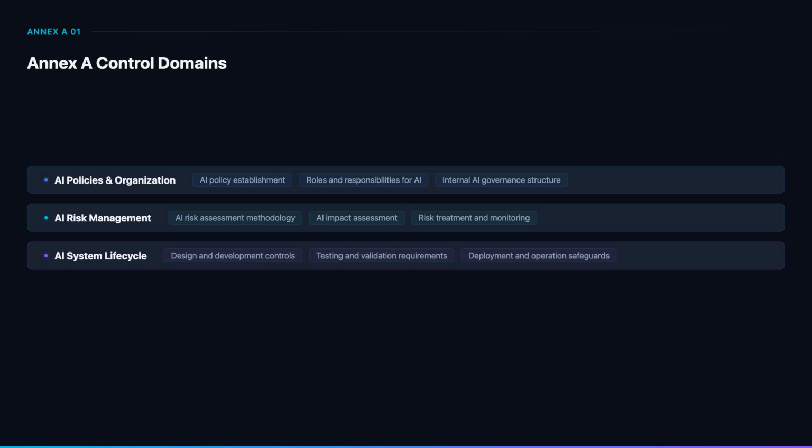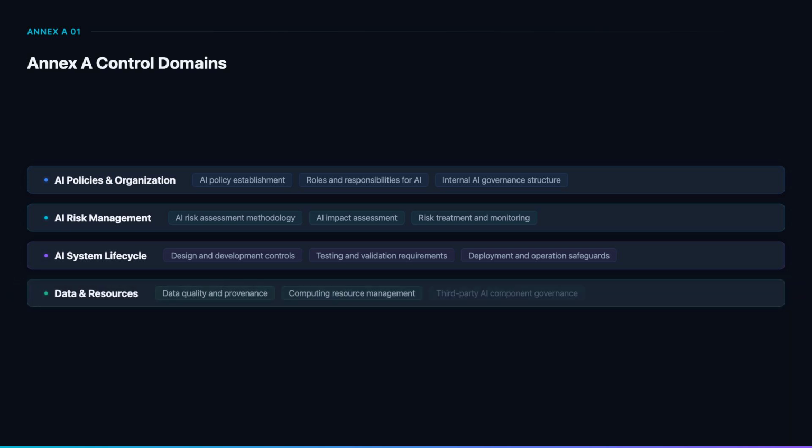Lifecycle controls ensure responsible practices at every stage. This includes design and development controls, rigorous testing and validation requirements, and deployment safeguards including human oversight and rollback capabilities. Data and resource controls address the foundational inputs to AI systems. This covers data quality assurance, computing resource management, and governance of third-party AI components and pre-trained models that you integrate into your systems.